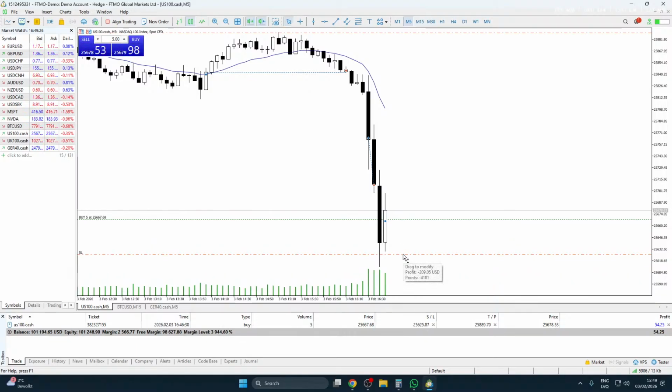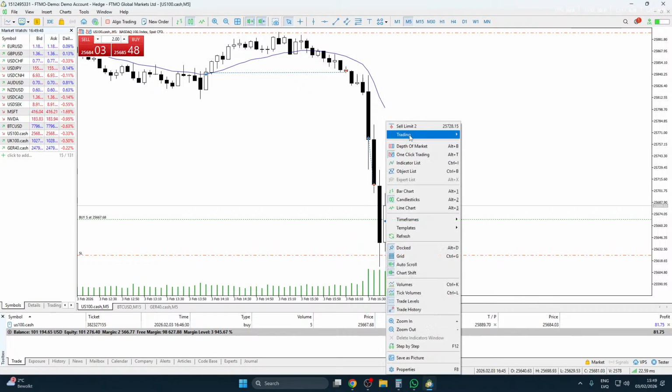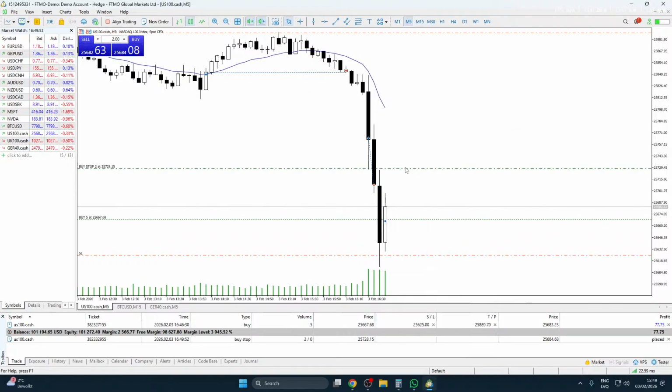Put the stop here. I want the next candle to go below this one. That's for sure. And I'm gonna be adding a little bit on right around here, I would say.